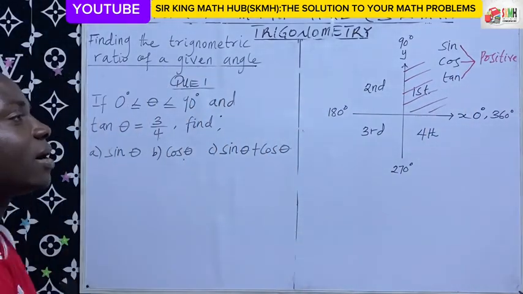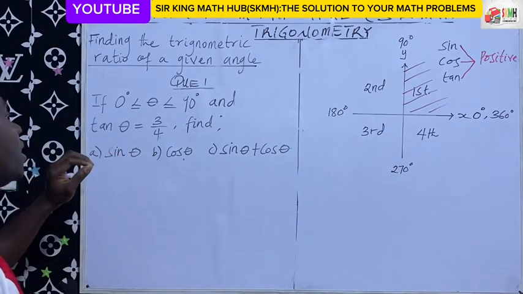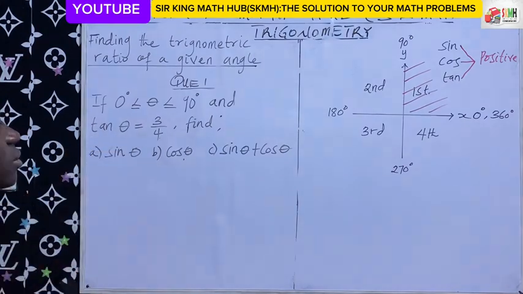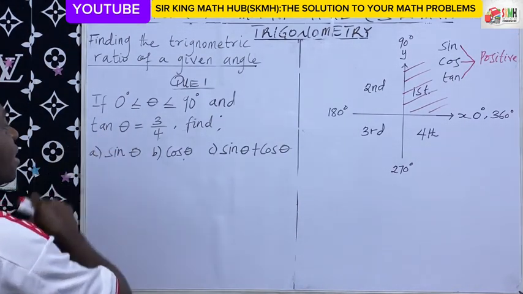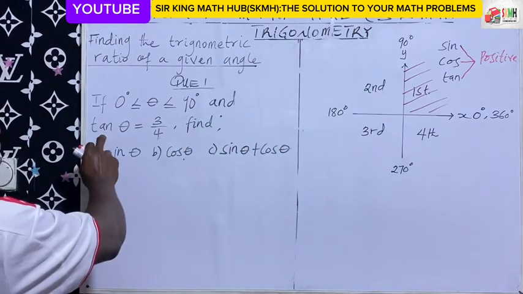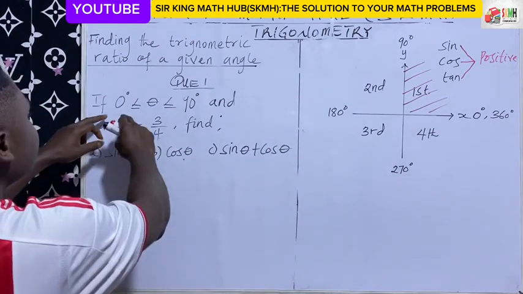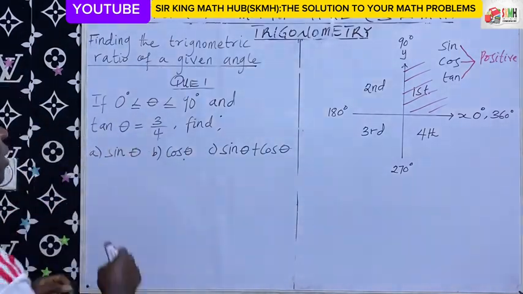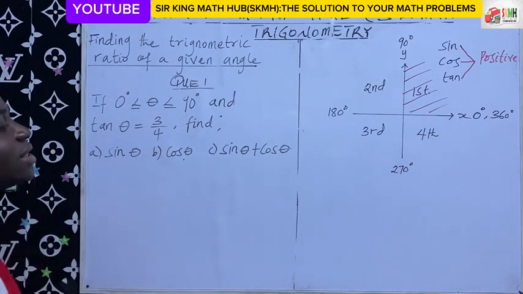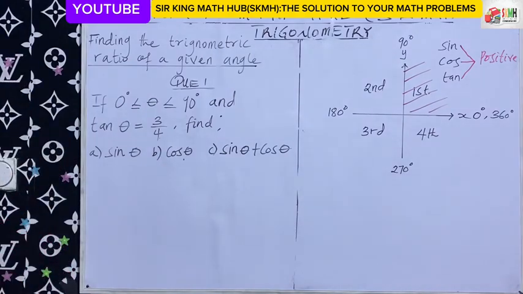So now back to our question. You see that we've been given the ratio for the tangent of the angle. So there is a particular angle within the first region. When you take its tangent, it should give you 3/4. So using this information, how then do we also find the ratio for sin theta, cos theta, and then sin theta plus cos theta? So quickly, let's draw our right angle triangle.